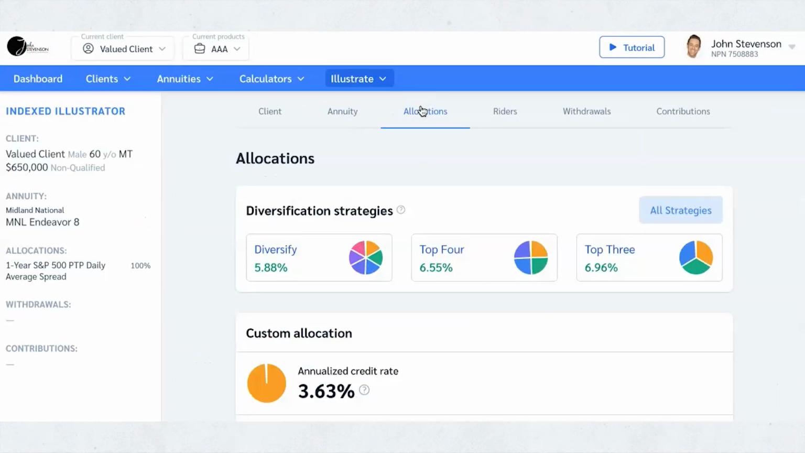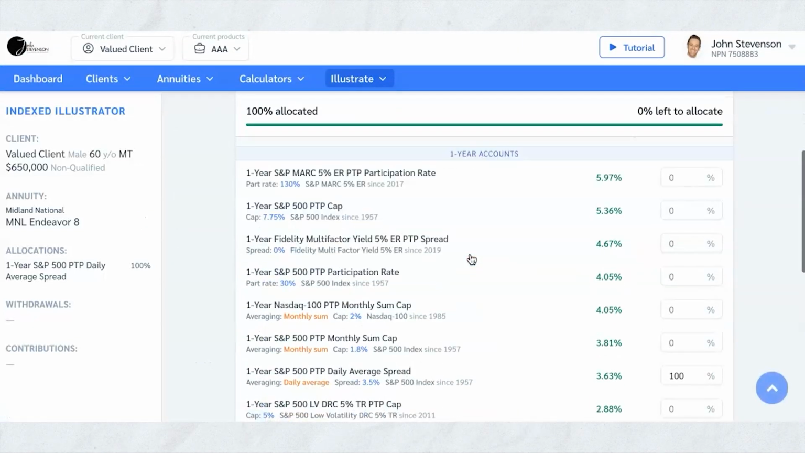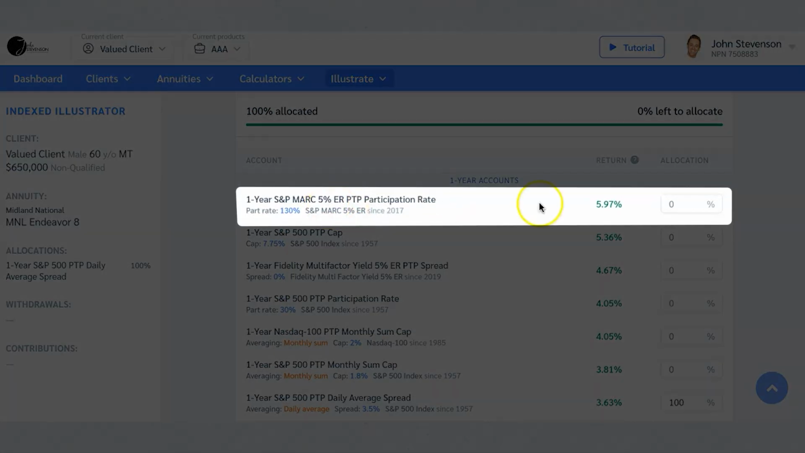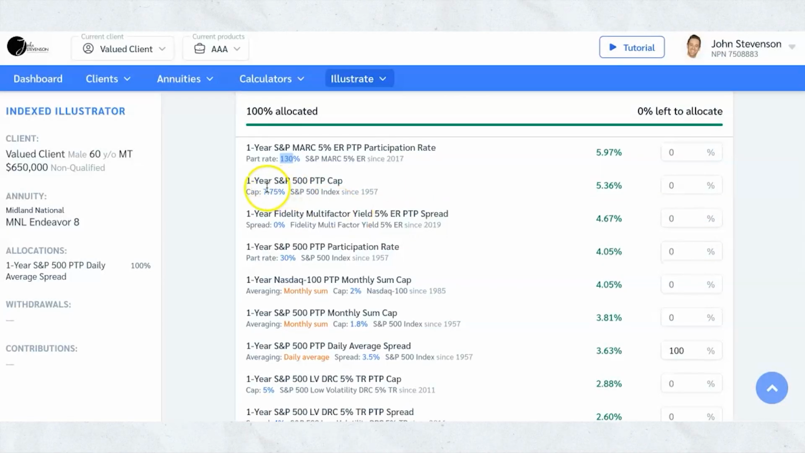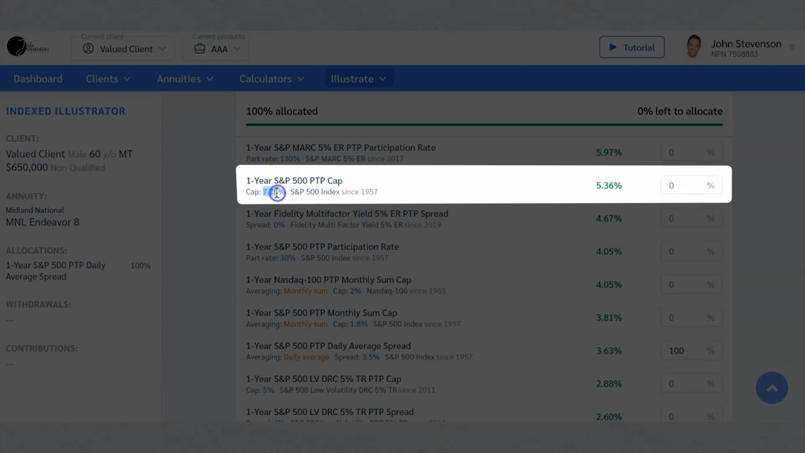So let me check in here. I just wanted to see exactly what allocations this one has. It does have the S&P Mark V. That one has actually averaged more, but only because of the 130% par rate. If the index earns 10, you're going to get 13%. You'll notice there's a cap of 7.75 for this one.